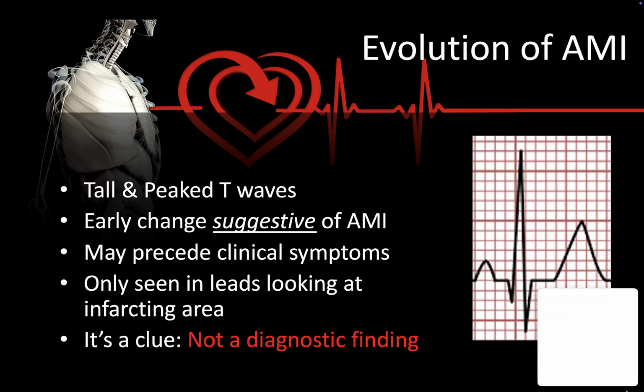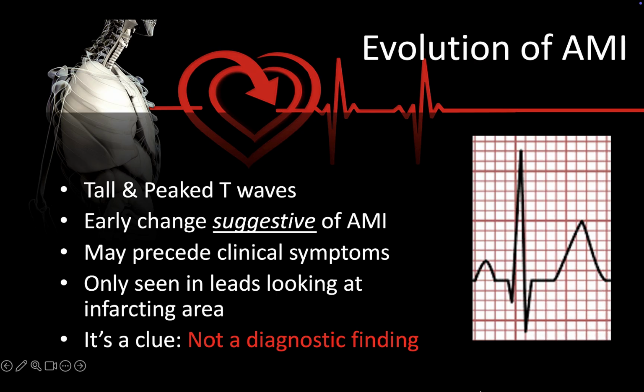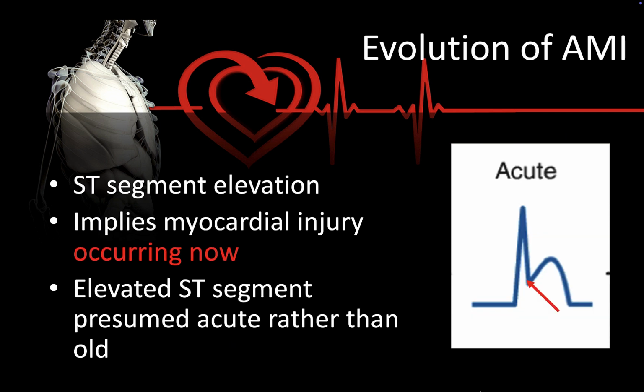So the first thing that might show up are tall T waves. Peaked T waves can be suggestive of an AMI. They might show up even before clinical symptoms. They're only going to show up in the leads that are looking at the area that is potentially going to infarct, and it's a clue. It is not a diagnostic finding, but it may be an early indication of ischemia moving towards an infarct.